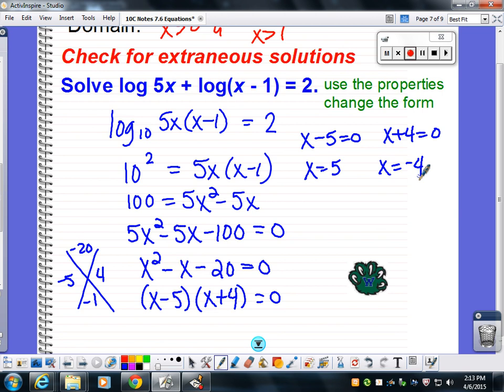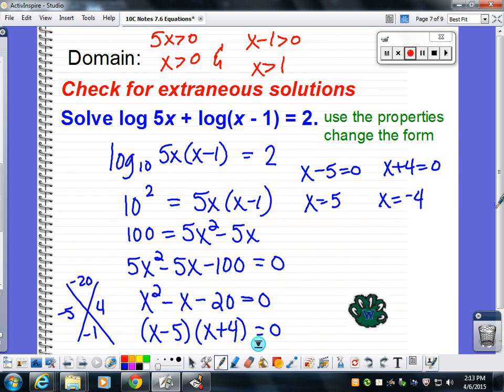Alright, remember we have to check for extraneous solutions, so let's go back up there and look at those domains. Is 5 greater than 0? Yep. Is 5 greater than 1? Yep, so that one's good. How about negative 4? Is negative 4 greater than 0? No. Of course, if it's not greater than 0, it's not going to be greater than 1, so that one's extraneous. So your only solution is 5. Please don't forget to check for extraneous solutions when you're looking at log and natural log equations.